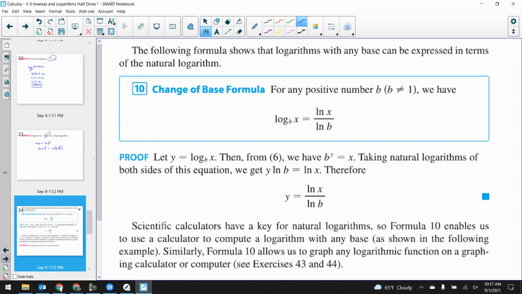All right. The following formula shows that logarithms with any base can be expressed in terms of the natural logarithm, or any base. You could transfer any base of a logarithm into anything you want. Now, this isn't as useful as it was a long time ago, because your calculators do pretty much any logarithm base.